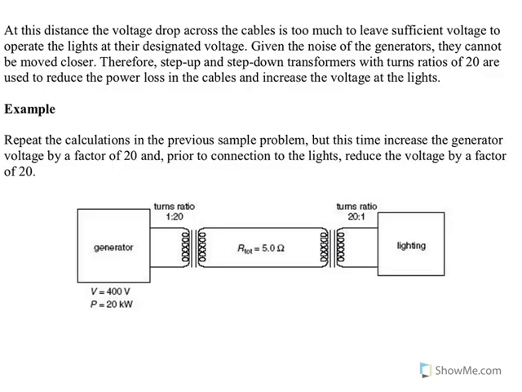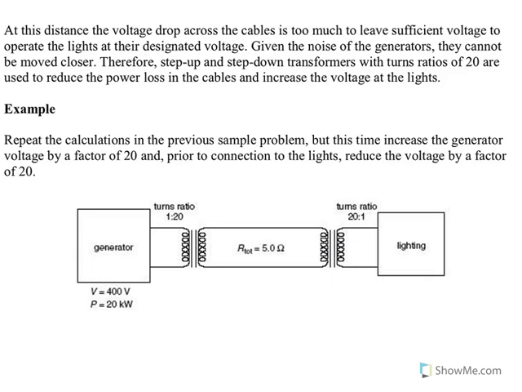So what can we do about that? Well, what we can do is this. As it says there in your notes, the distance the voltage drops is too much to leave sufficient voltage to operate the lights at their designated voltage. Given the noise it generates, the generator cannot be moved closer, therefore step up and step down transformers with turns ratios of 20 are used.